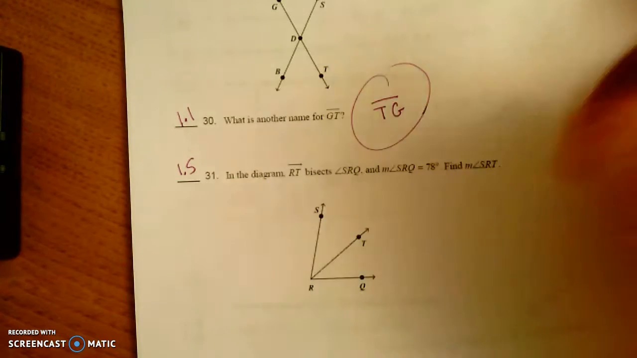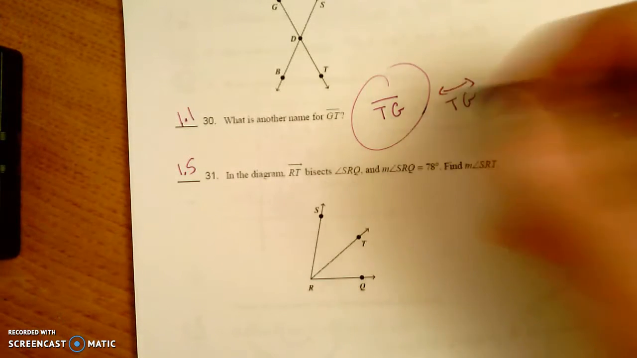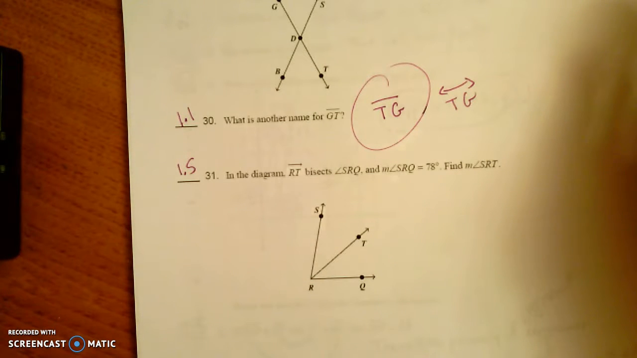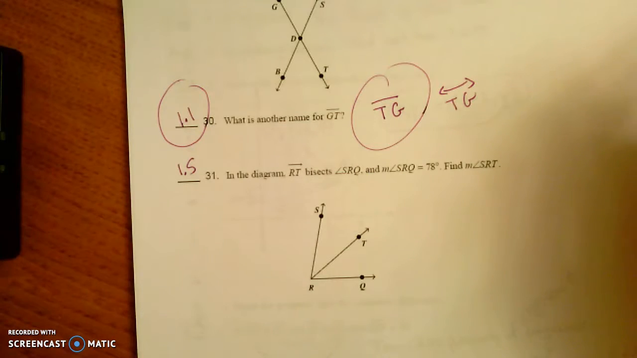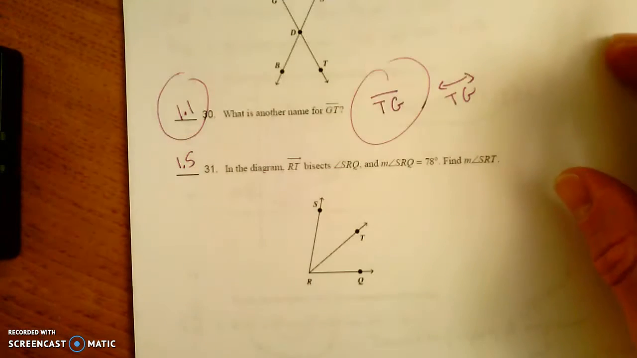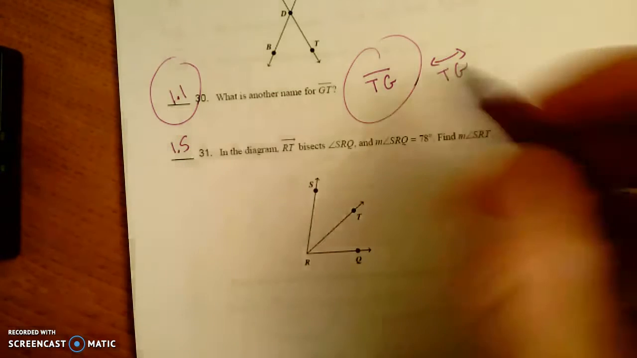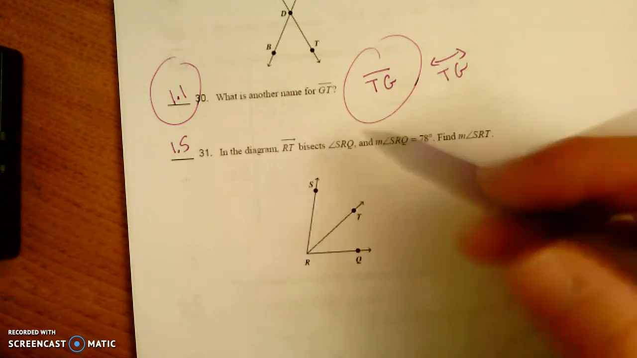If it were a line, you could reverse it. This would be like a line, the double-headed arrow. You could reverse it because it doesn't matter how you order the points when you're naming a line. If you want to refresh yourself on that, 1.1 is where you want to go for naming lines, rays, and segments. You want to remember the notation for each, so make a note of that or where you can get that info because it will be an open note exam.